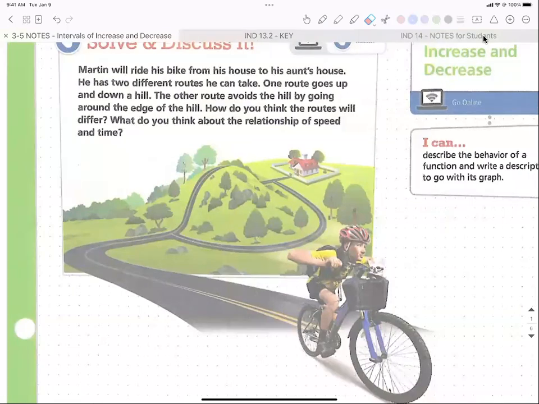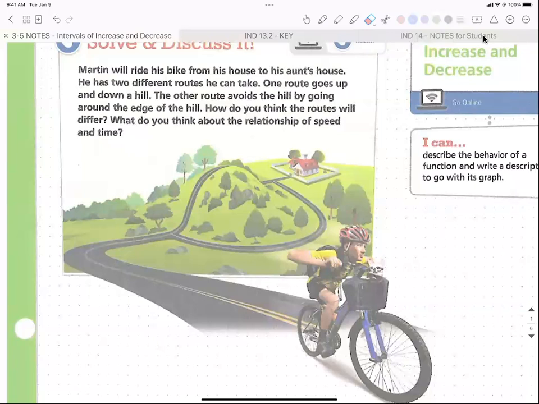It says Martin will ride his bike from his house to his aunt's house. He has two different routes that he can take. One route goes up and down a hill. The other route avoids the hill by going around the edge of the hill. How do you think the routes will differ? What do you think about the relationship of speed and time?